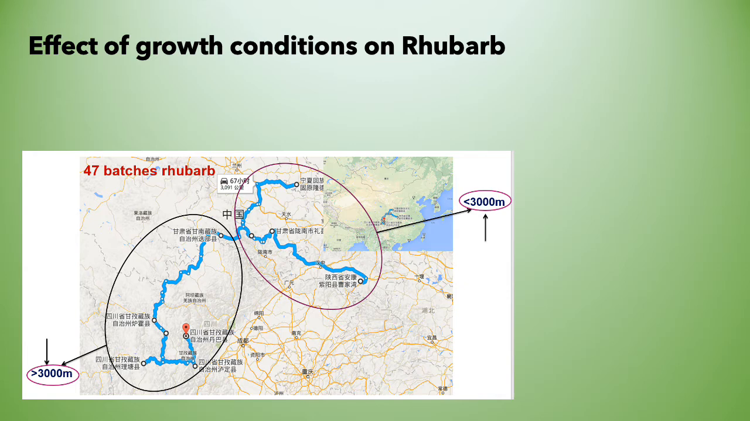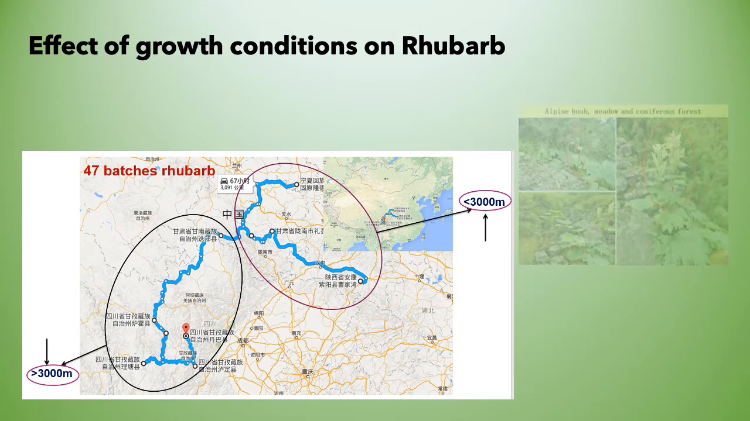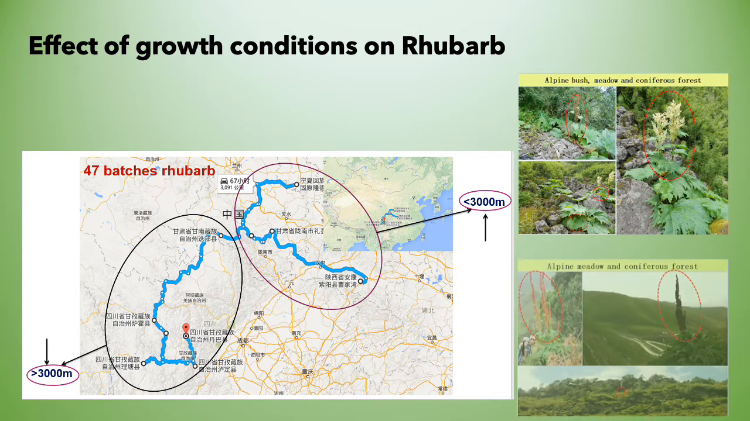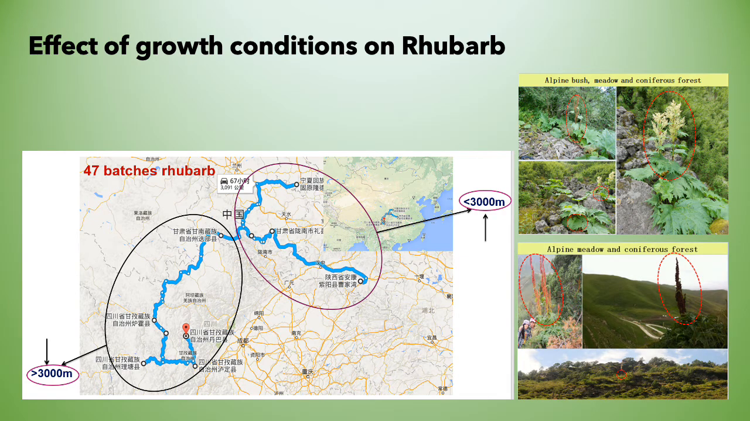Here we have shown 47 different batches of rhubarb collected in China, from below 3,000 meter altitude or above 3,000 meter altitude. So you can see they have different growth environments, which also have different impact on plant performance.